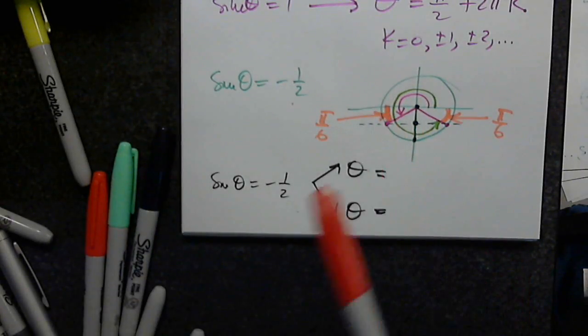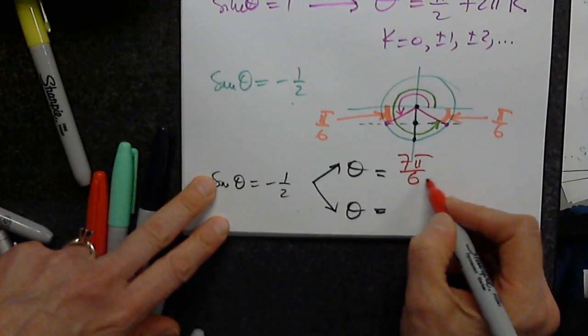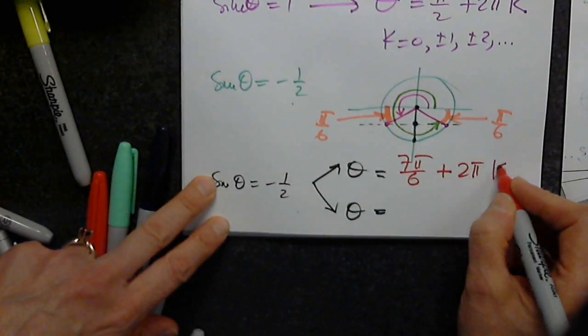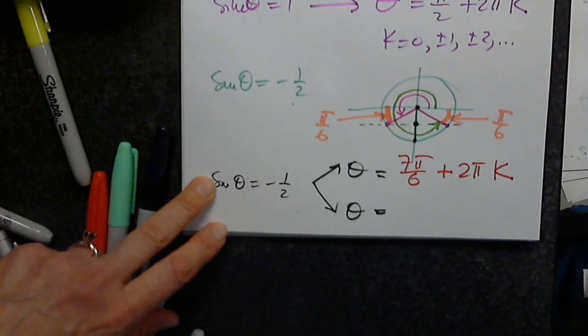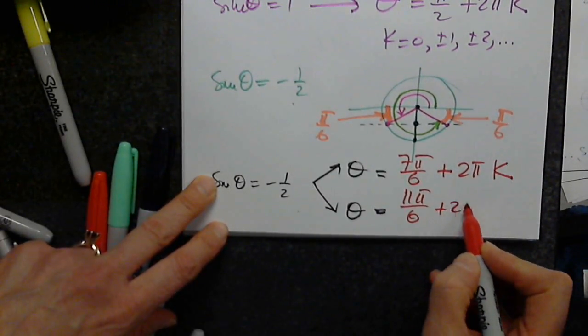So pi plus pi over 6, 7 pi over 6. Thank you very much. Plus 2 pi k. Yeah. Very good. And the other one? 11 pi over 6 plus 2 pi times k.